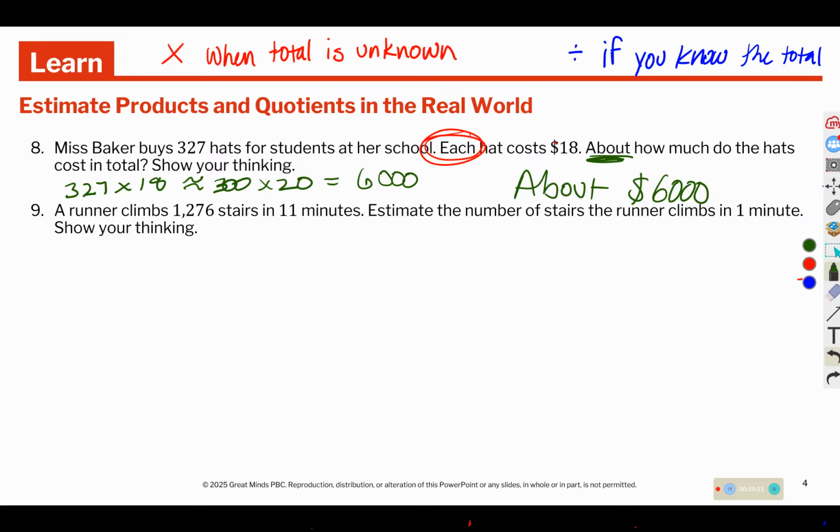Number 9. A runner climbs 1,276 stairs in 11 minutes. Estimate the number of stairs the runner climbs in 1 minute. This is a division question. We know the total stairs, and we know how many minutes it takes, so we're trying to figure out how much they climb each minute. And again, we are estimating.